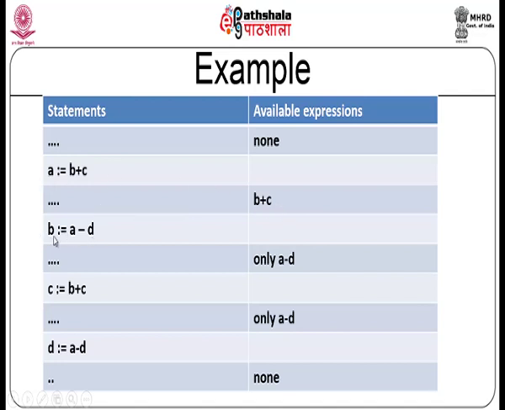The next one is B is equal to A minus D. So, what will I start with? I will add A minus D here, but B plus C is already there. But the next step says delete from the expressions anything involving B. So, B plus C will be removed at this particular point.